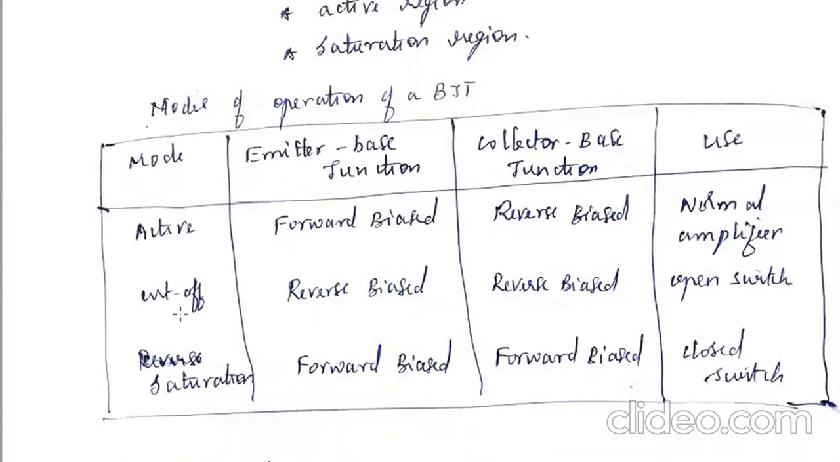Next, if you want to make a transistor operate in the cutoff region, then both the emitter base junction as well as the collector base junction of the transistor must be reverse biased. In that case, the transistor will operate as an open switch. And if you want to make a transistor operate in the saturation region, then both the emitter base junction as well as the collector base junction must be forward biased. So the transistor acts as a closed switch.